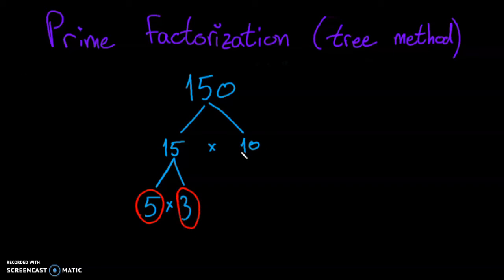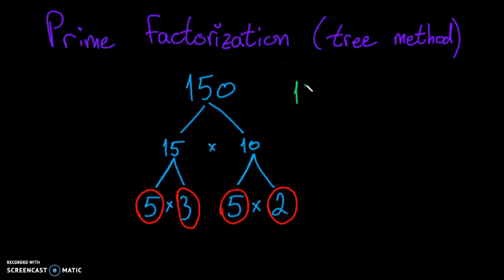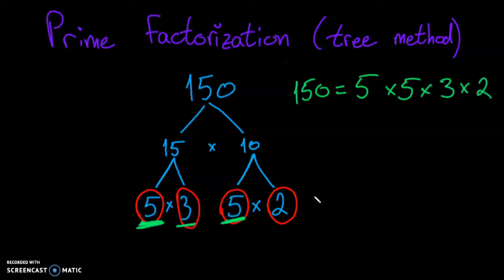Now we go back to the 10. We can write 10 as 5 times 2. Now 5 is a prime number, 2 is also a prime number. So we circle the prime numbers. So 150 can be written as 5 times 5 times 3 times 2.